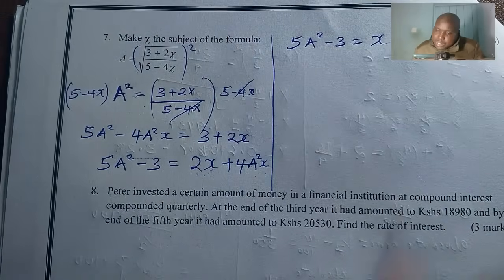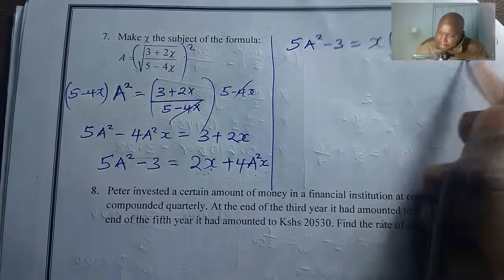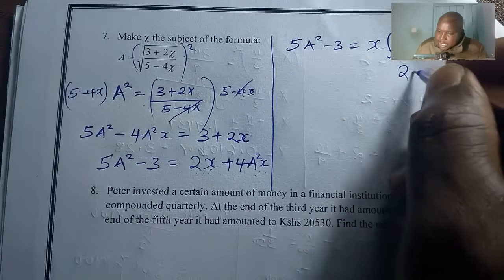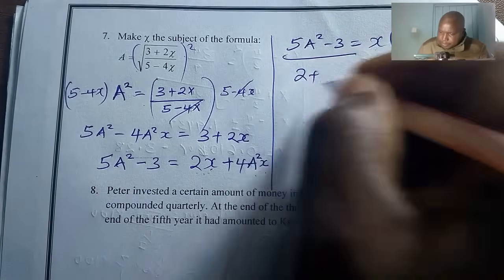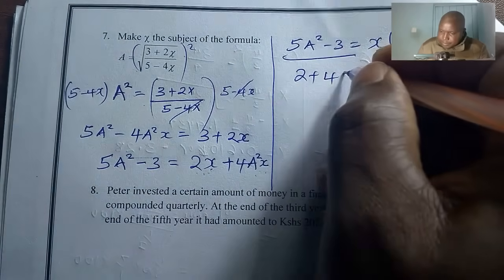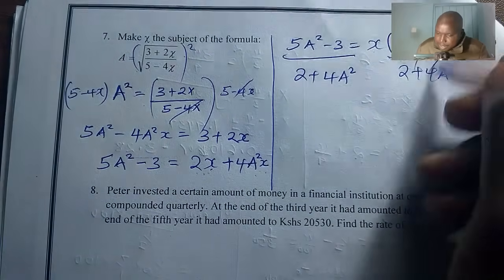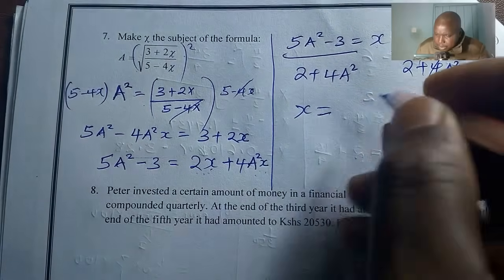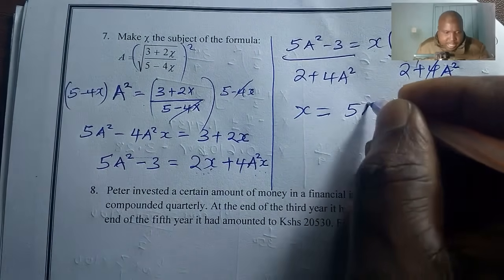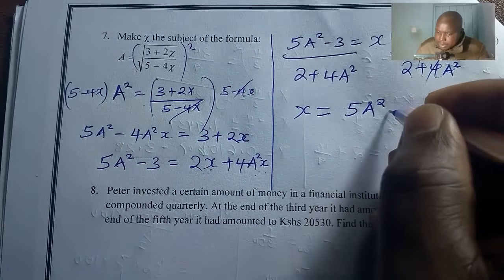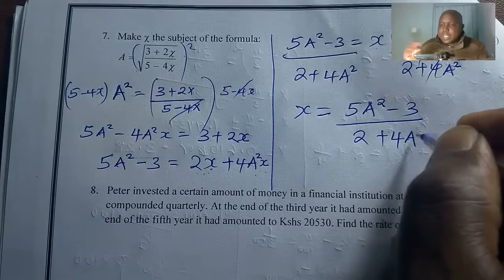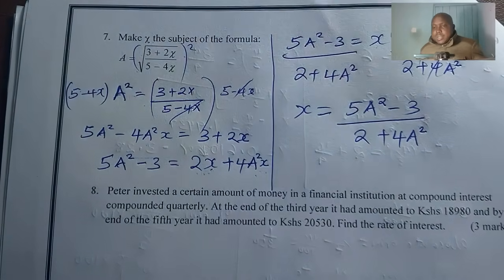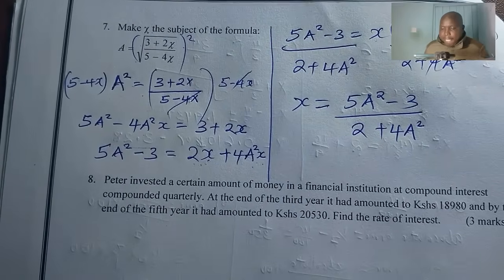Since we want x to be the subject, you divide both sides by 2 plus 4a squared. Therefore, x is equal to 5a squared minus 3 over 2 plus 4a squared. And that is the final answer.